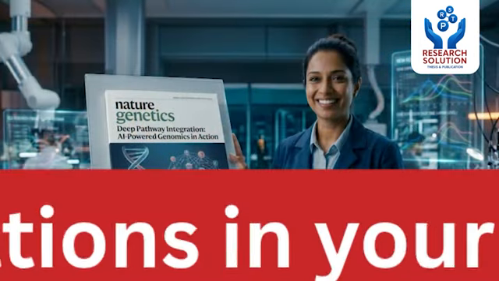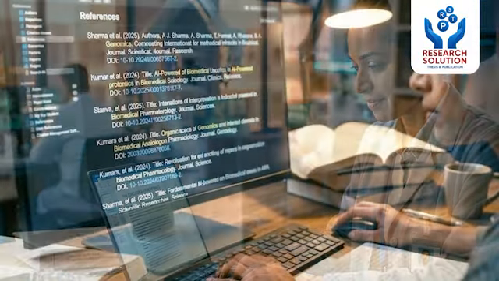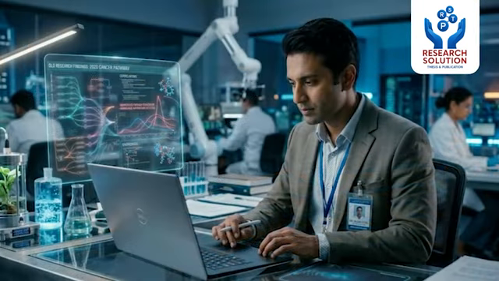And if there were limitations in your study, mention them honestly. Transparency builds scientific credibility. After that, write a concise conclusion that summarizes the key discovery and future scope of the research. Then, focus on references and formatting.